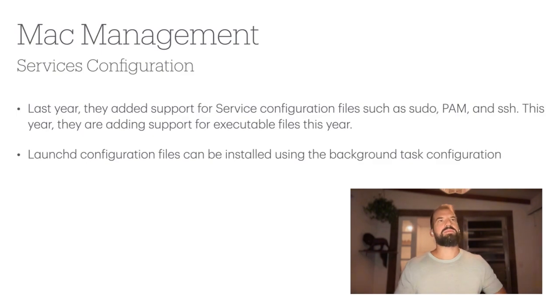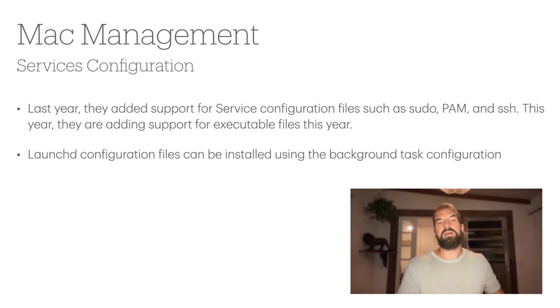And then we get into Mac management, and this is some of the stuff that we're going to talk about a bit more. So the thing that I found kind of interesting was the services configuration. And I'm going to have to dive into this more because honestly, I'm not fully understanding what this is. And I know this was available last year. So last year they added support for the services configuration files, such as sudo, pam, and SSH. And this year they're adding support for executable files. That sounds kind of exciting, but I'm not exactly sure what this is. Maybe it's something that's just not supported by Jamf, which is why I'm not seeing it. But it could be really useful for scripting and stuff like that.